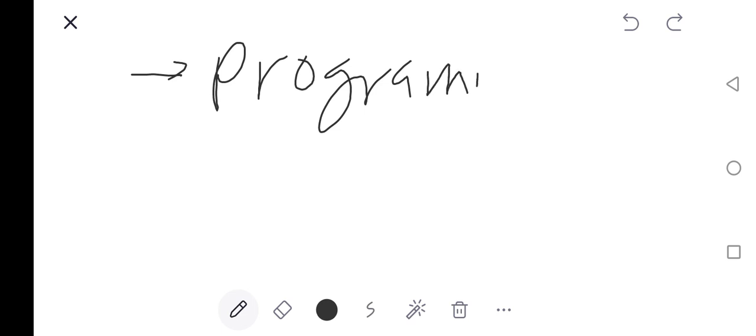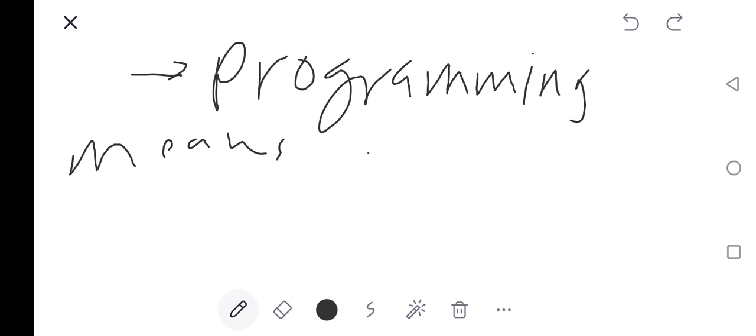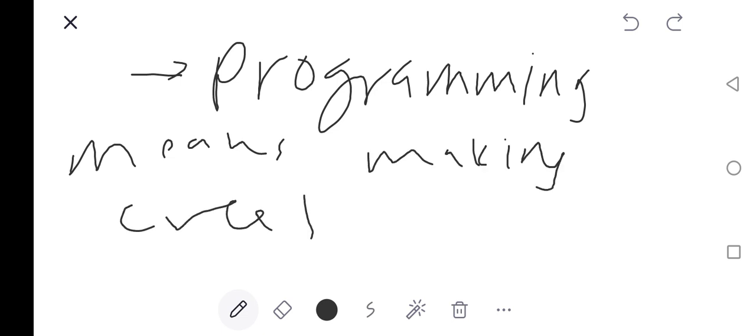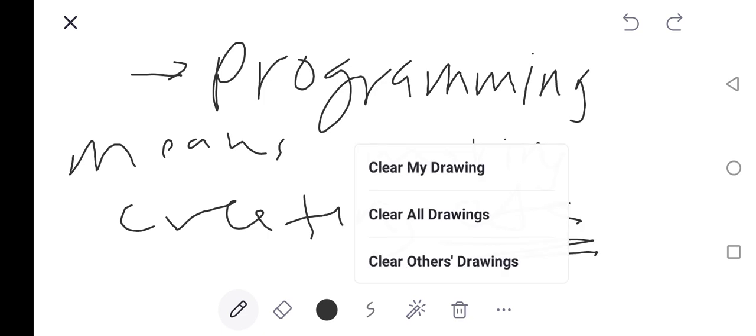And then you say the word programming. The word programming means making. So programming means making, creating, etc. The word programming means making, creating. Yeah, it is designing.